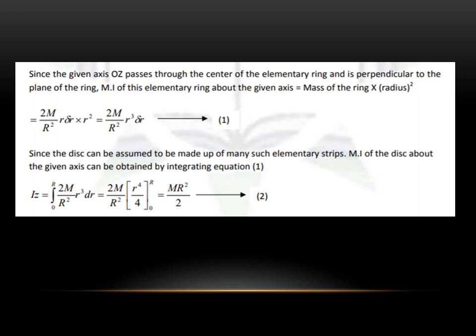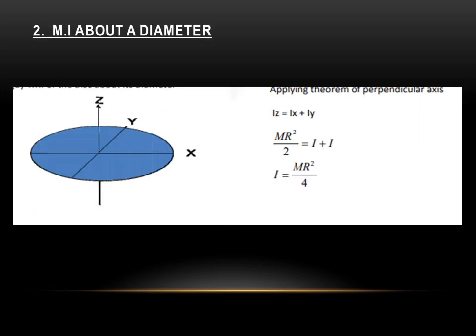If you assume that the total disk is composed of a large number of such elemental strips, then the total moment of inertia can be obtained by integrating the above expression between the limits 0 to capital R, where capital R is the radius of the disk. On integrating and solving, you will get M R square by 2. So this is the moment of inertia about an axis passing through the center and perpendicular to the plane of a circular disc.